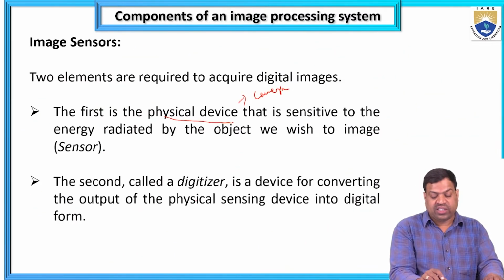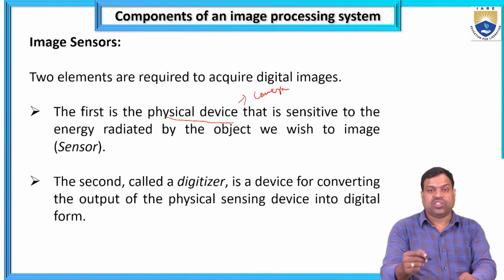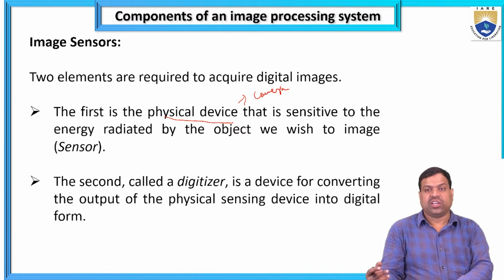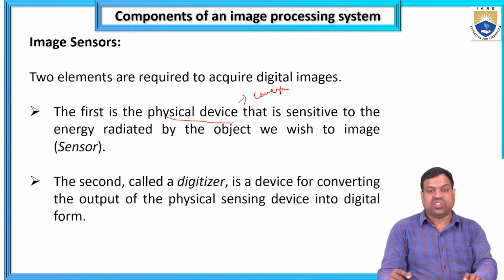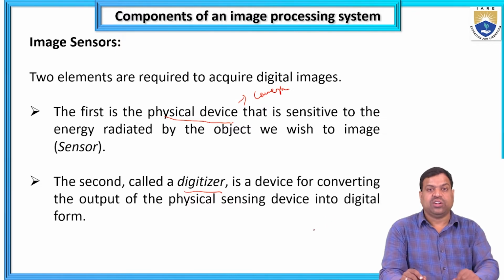So the second is a digitizer. Digitizer means, I am capturing one person with the help of sensors. The person I am calling analog, and I am capturing that one. So analog is converted to the digital image. That is called a digitizer. The sensor is converting from analog into digital form, a digital image. So how we convert the image is with the help of the digitizer. Sensors are also called digitizers. It is a device for converting the output of the physical sensing devices into digital form.